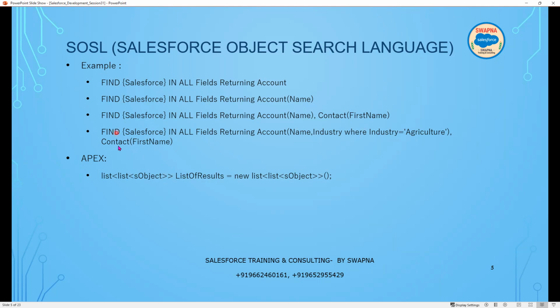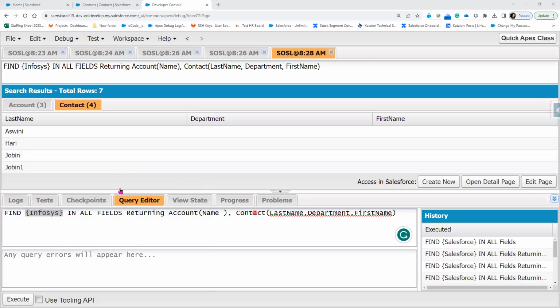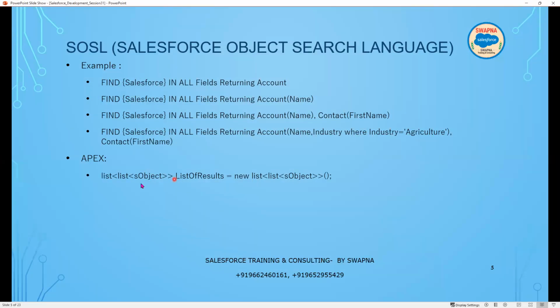of the search is a list of SObject. Because whatever output I'm receiving, this is one list, this is another list. That means I'm receiving multiple list values. So SOSL output is always a list of list.